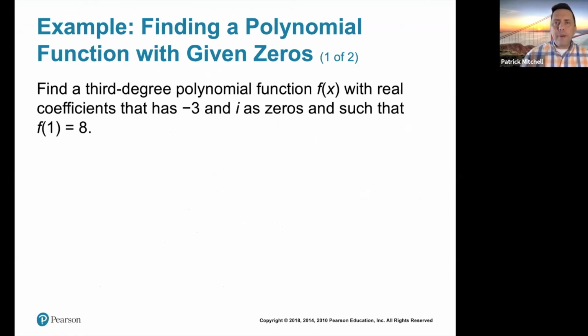Find a third-degree polynomial function, f(x), with real coefficients that has -3 and i as zeros, and such that f(1) is equal to 8. So please go ahead and pause the video and try to work that out. And then when you're finished, come back and we'll compare notes.